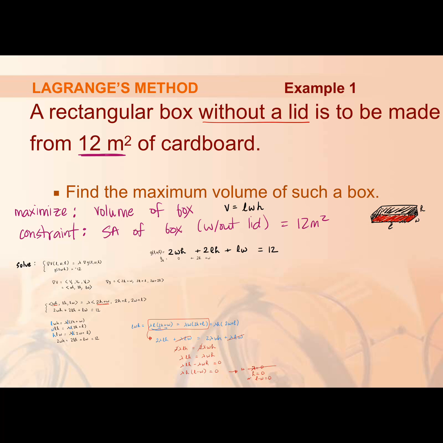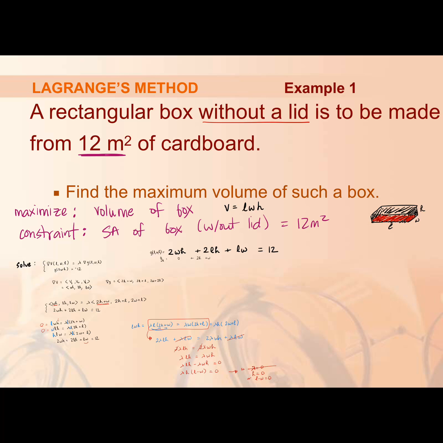What about H? Can H be equal to 0? If H is equal to 0, then this is equal to 0, because H is equal to 0. The second equation is equal to 0. So if H is equal to 0, that means that LW is equal to 12. Okay? For now we will keep that as an option, because maybe H is equal to 0. So it could be that H is equal to 0, or it could be that L is equal to W.